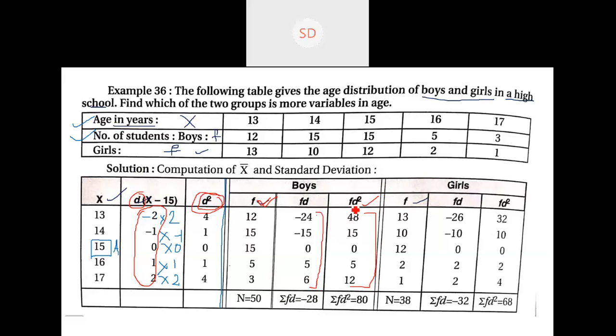So N is equal to 50 for boys, sigma FD is equal to minus 28, sigma FD square is 80. Okay, so this is the calculation for boys. Did you all understand this? The next three columns are only for the boys calculation, how we did it.